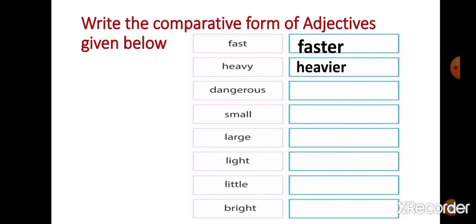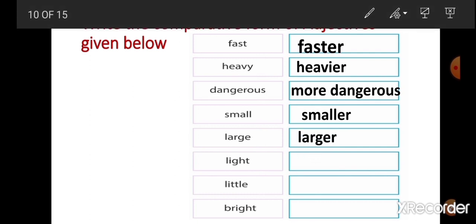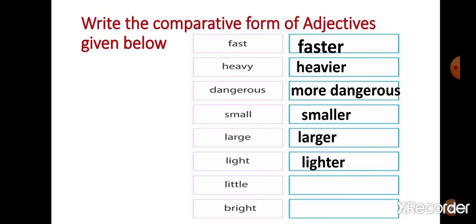Very good. Heavy, heavier. See here. Remove Y and add IER. Heavier. Dangerous. Dangerous has more than two syllables. So here it will be more dangerous. Small. The comparative form of the adjective will be smaller. Large, larger. Light, lighter. Little, less. Bright, brighter. Very good.